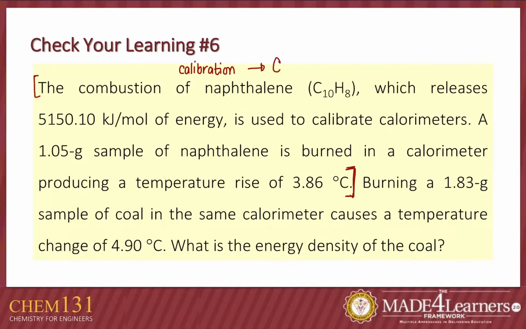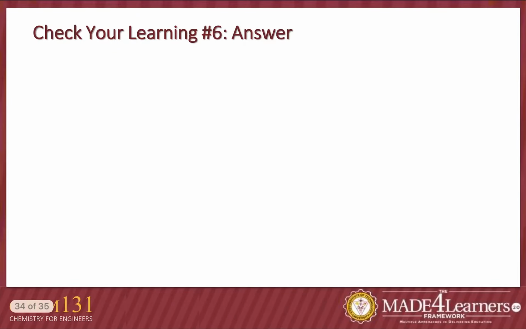So there are two parts. First, the calibration, and the second part is the burning of the 1.83 gram sample of coal, wherein we don't know what sample this is. It's just coal. So in the calibration process, in the calibration part, naphthalene was burned.